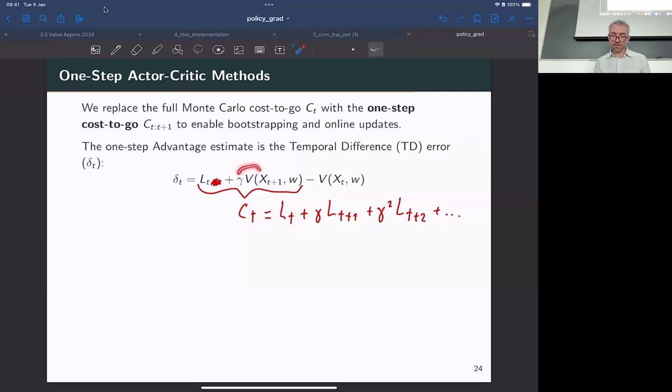The problem, of course, is that this value is an estimate, so it's not correct. If it was correct, this would be a superior choice, period. It's not exact, it's an estimate. So you're, yes, reducing the variance, but you're introducing a bias, which is your function approximation error of the value function. And that's the trade-off we are working with.